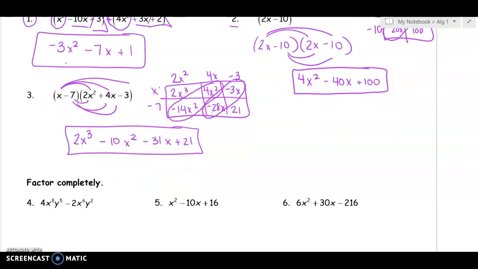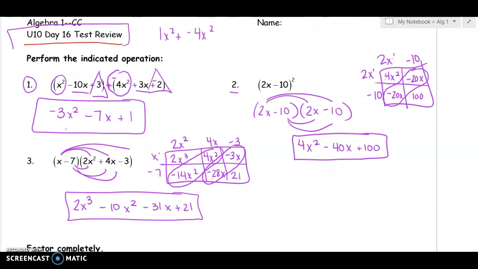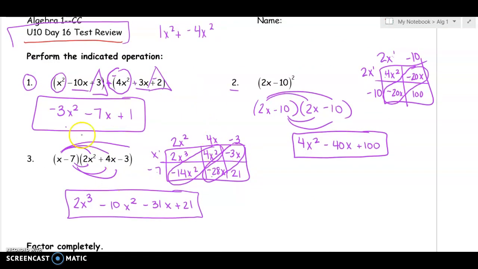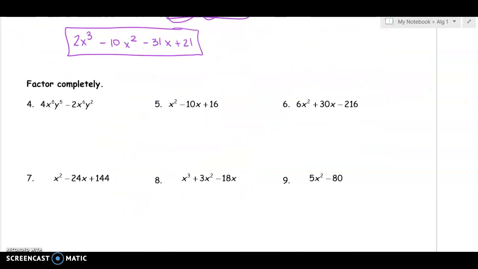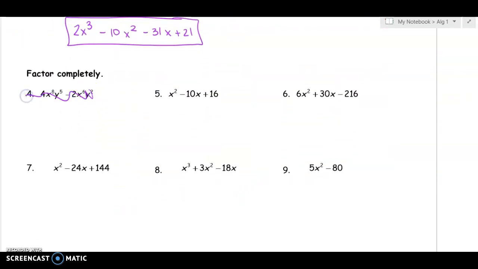Okay, so then let's go to factoring. Part of your test will be on all of this, adding, subtracting, multiplying. Then you've got factoring. You don't have to worry about stuff like 4. So like for number 5, you should be able to look at this and know how to factor it. Remember, you want to look for a GCF if possible.